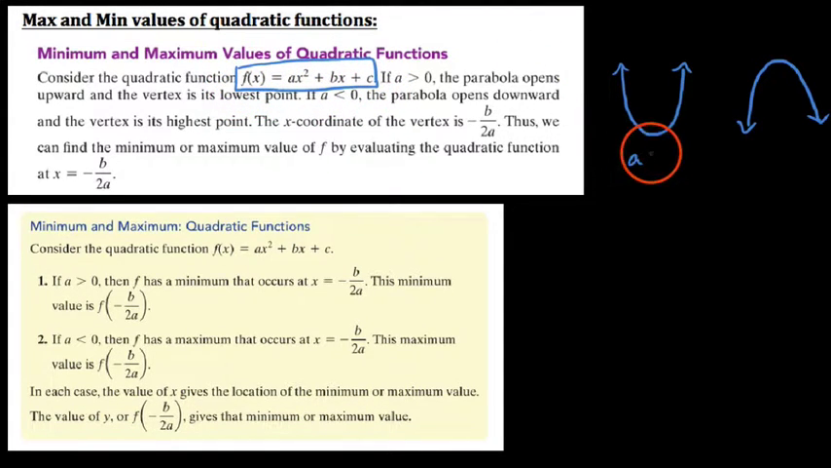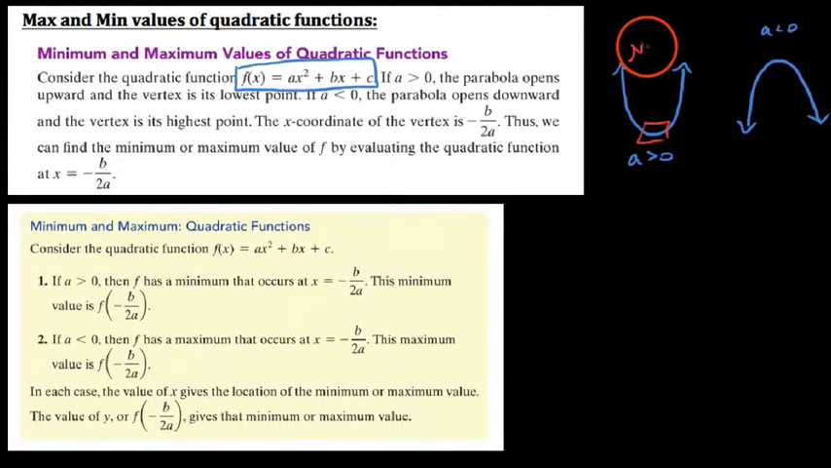If a is positive, then we have a graph that opens upward. And if a is negative, then we have a graph that opens downward, of course. What we want to point out here are minimum and maximum values. So when we talk about the minimum value of this graph, we would say that if a opens upward, then this parabola has a minimum value.